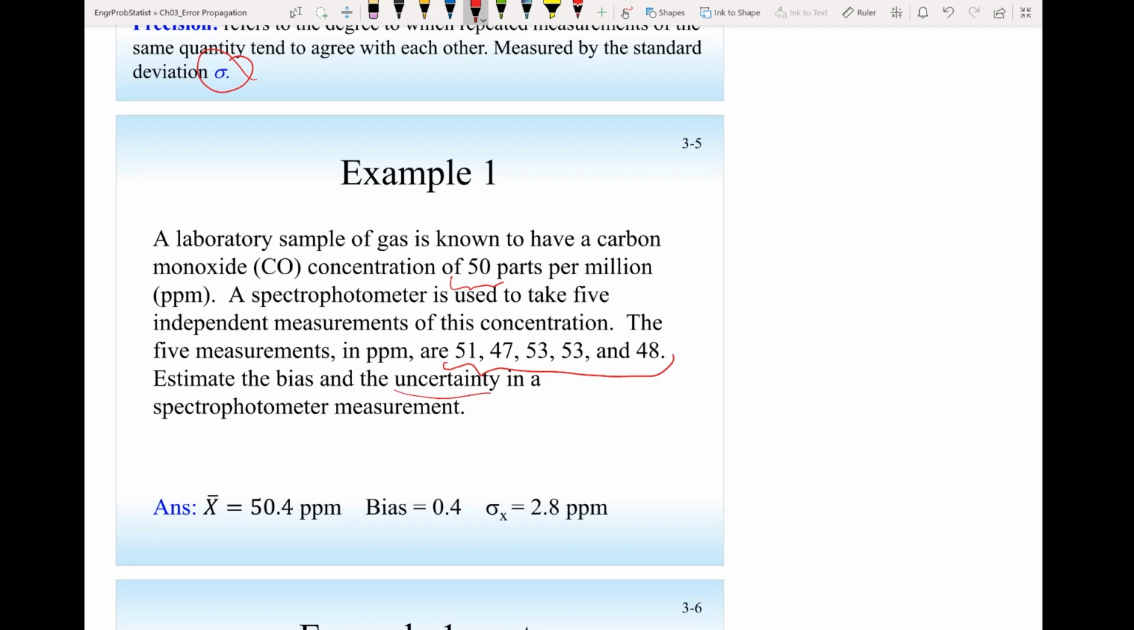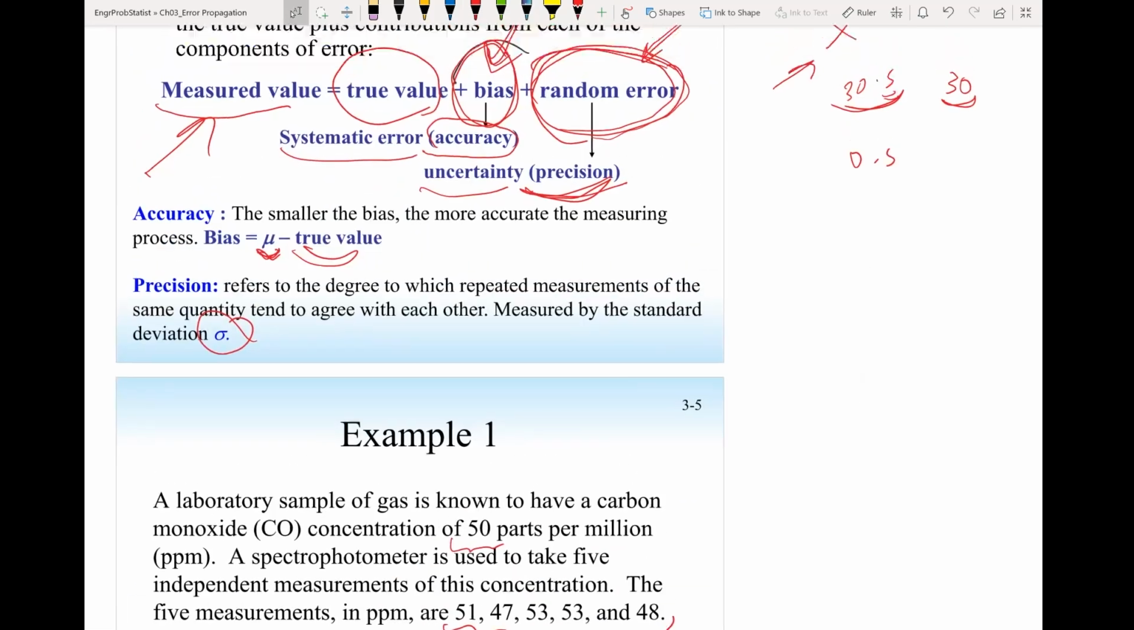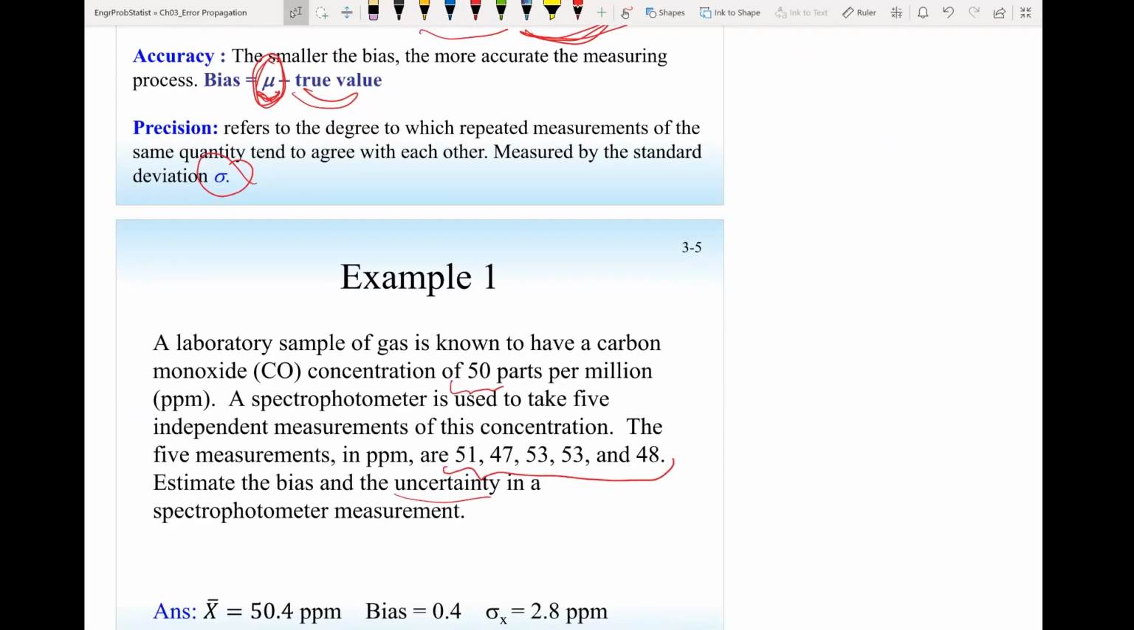All right, the first step, let's find mu. To find the bias, I need to find mu. Mu is usually of the population, but since we don't know the population, we took 5 measurements, so mu will be estimated by the sample mean. So in this case, x bar, which is an estimate of mu, will be 51 plus 47 plus 53 plus 53 plus 48, divided by 5, and you should get 50.4.